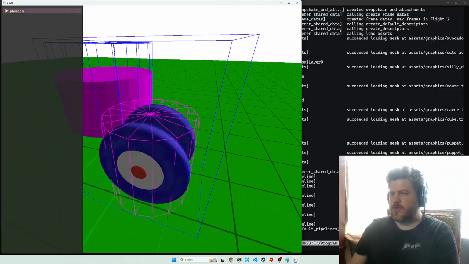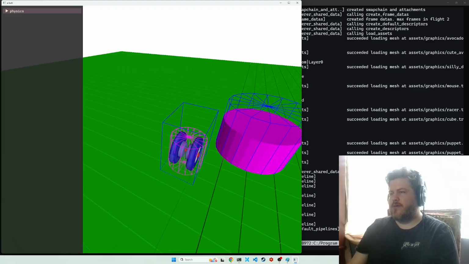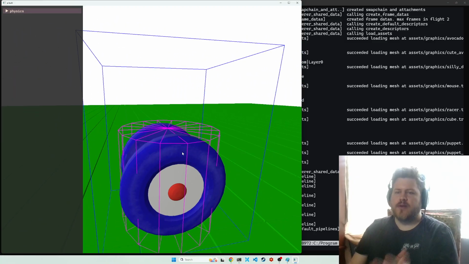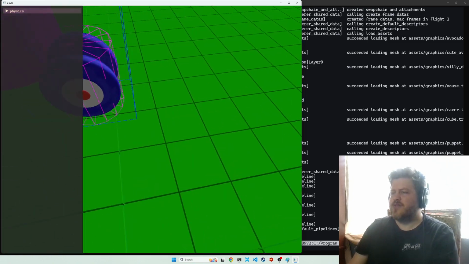Alright, so it's definitely way too tall. One thing I need to work on is deriving the height of a collider from one of the meshes. It's not a super hard thing to do, I just don't want to do it right now. So height is too tall, but it's fine.